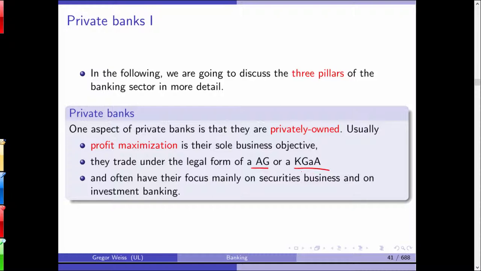Kommanditgesellschaft auf Aktien. A Kommanditgesellschaft, a KG, is a private company, actually. It's a private company where you have two types of shareholders. Shareholders who have a fixed share in the company and who have also limited liability. And you need to have at least one shareholder that has unlimited liability. So in a private company, usually you have the owners, and they are also liable with their private wealth. If the company goes bankrupt, not shareholders, but the owners have to step in, and their own private assets are also liable.